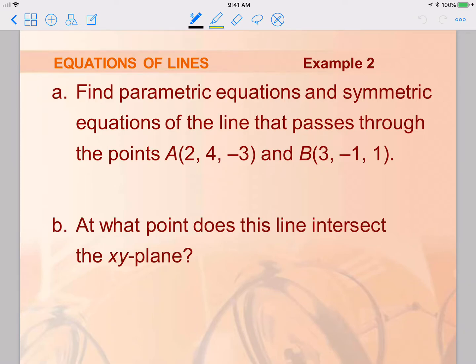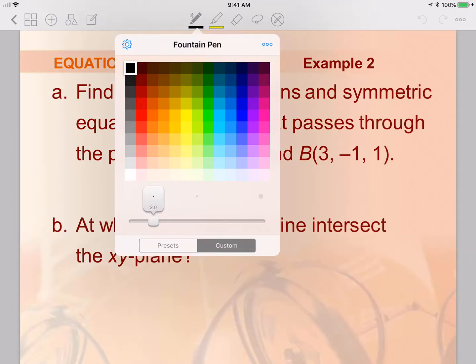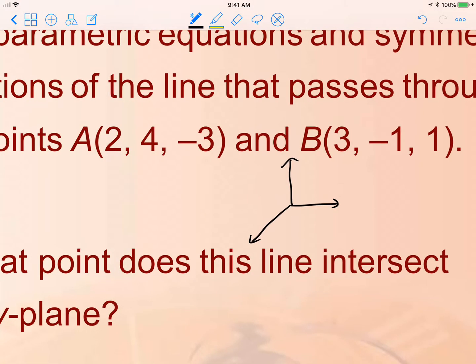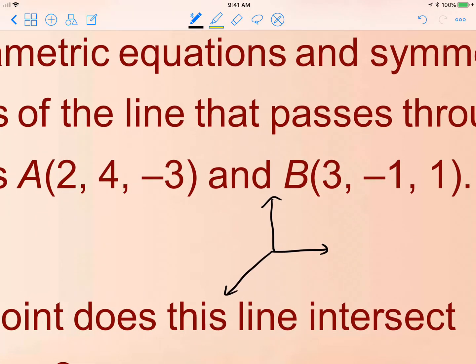All right. Let's do a quick example. We're going to find parametric equations and symmetric equations of the line that passes through these 2 points. Just to give us an idea, we've got 2, 4, negative 3. So I'm going to come over 2, and up 1, 2, 3, 4, so 2, 4, and then down 1, 2, 3. Okay, and then 3, negative 1, up 1. So here's A, and we've got our point B.